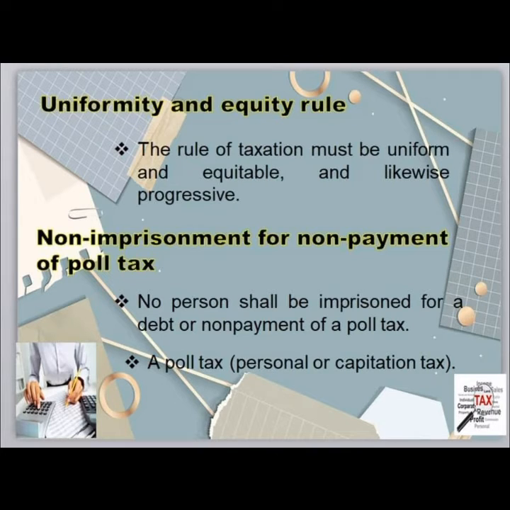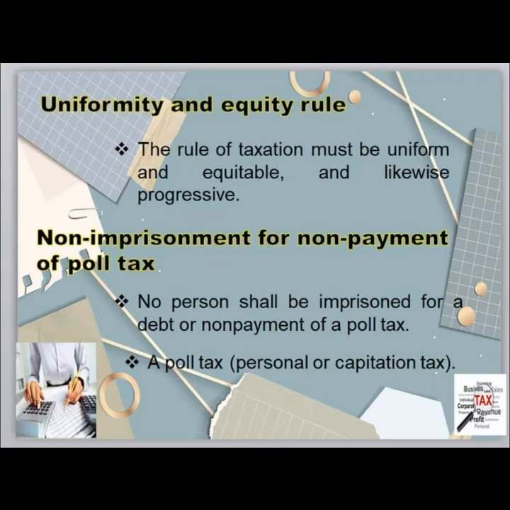And the third limitation is taken from Article 6, Section 28.1, the rule of uniformity and equity. The rule of taxation must be uniform and equitable, and likewise progressive. Congress shall evolve a progressive system of taxation. The fourth limitation is taken from Article 3, Section 20, non-imprisonment for non-payment of a poll tax. It says no person shall be imprisoned for debt or non-payment of a poll tax.